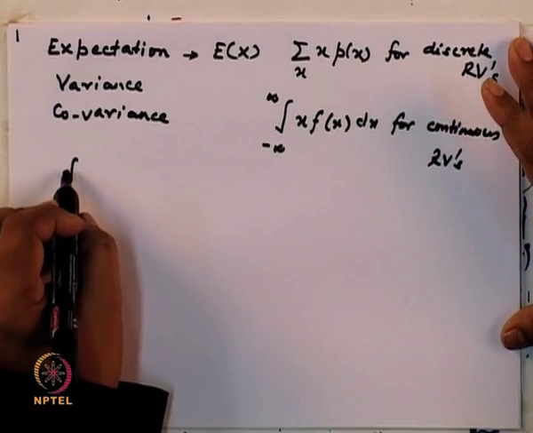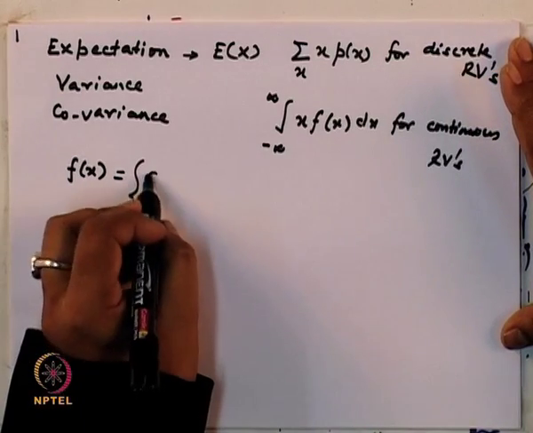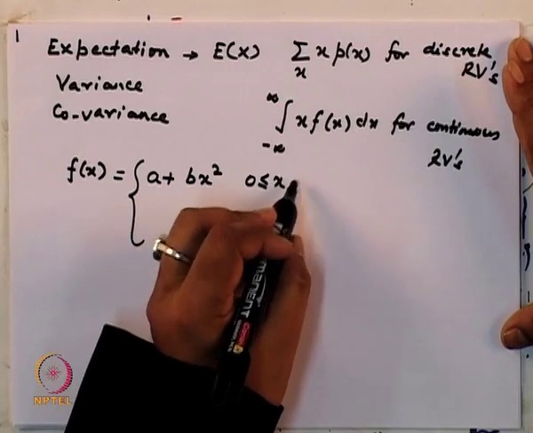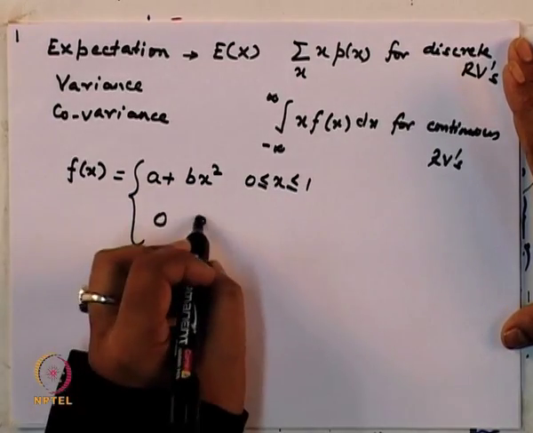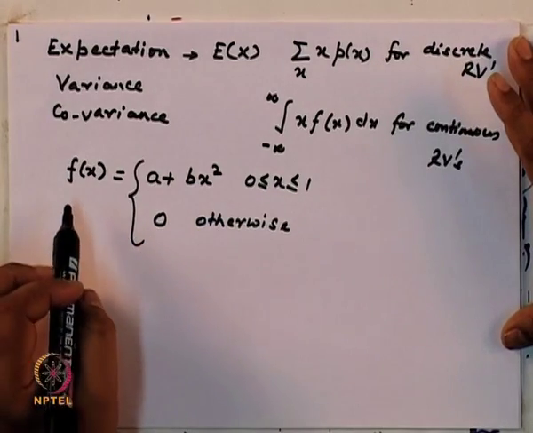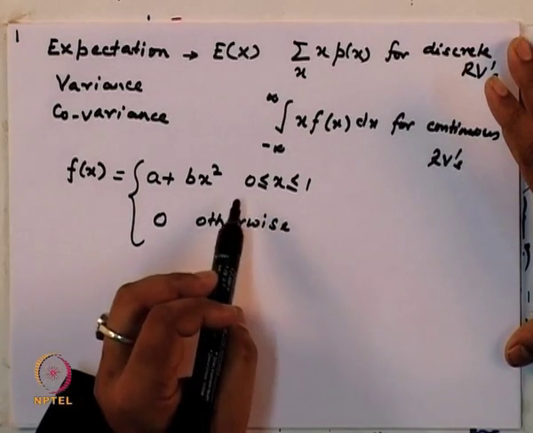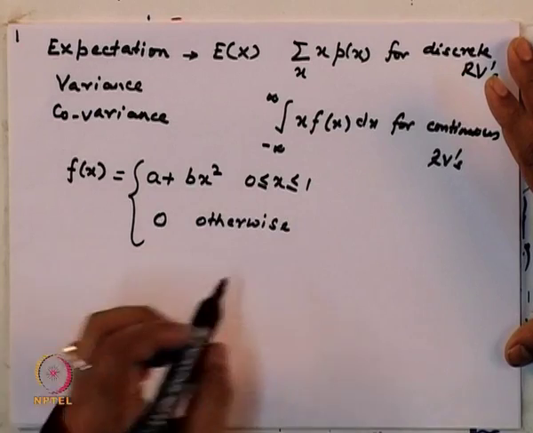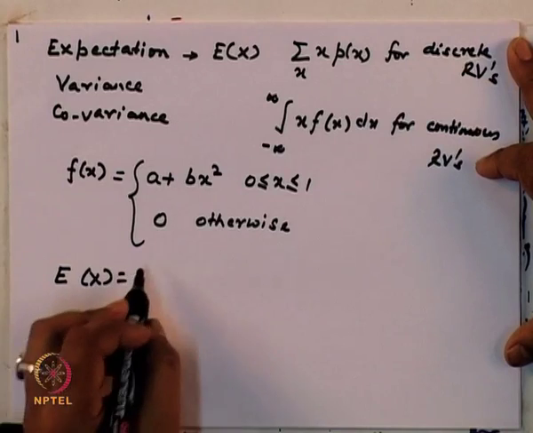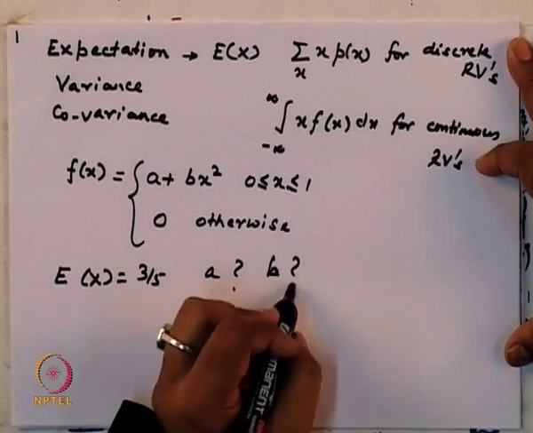Let us say the probability density function f(x) of a random variable is defined as a plus b x square for 0 less than or equal to x less than or equal to 1 and 0 otherwise. Now if for this random variable you are given E of x is equal to 3/5, then what is the value of a and what is the value of b?